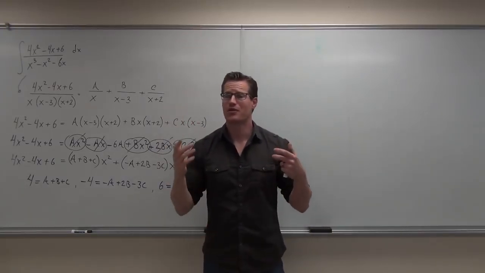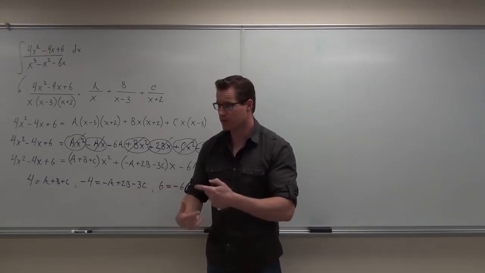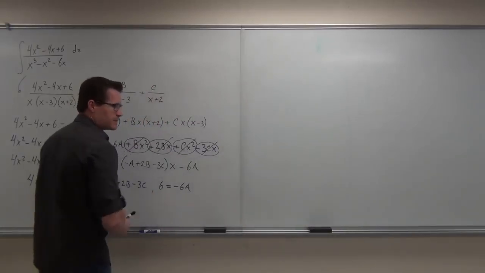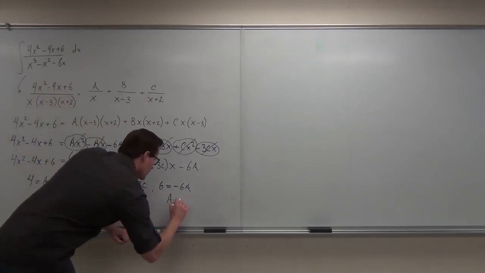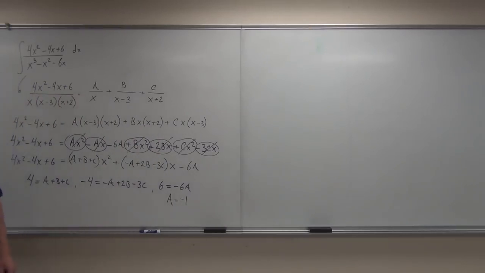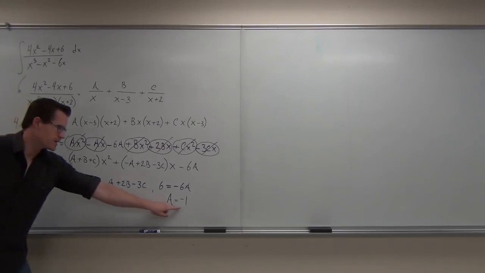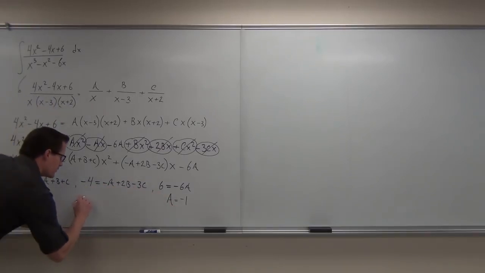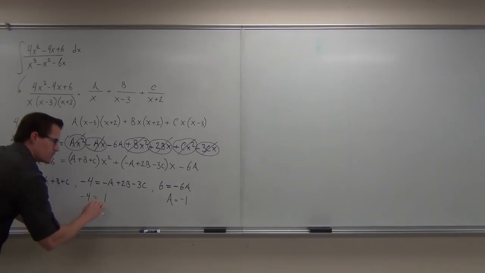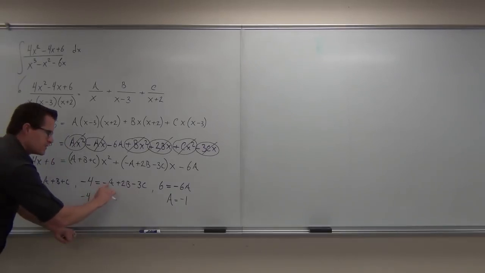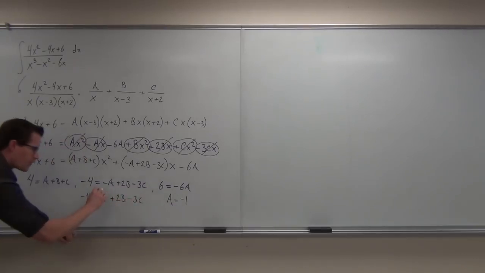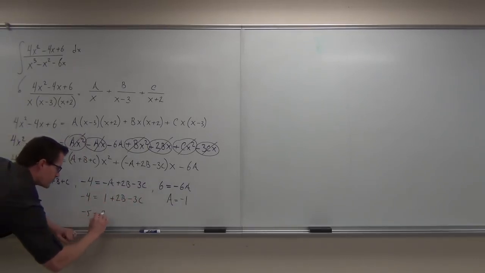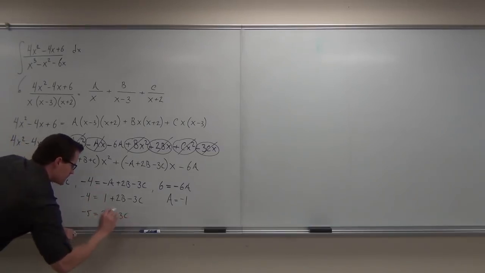Now, use whatever algebra you know to solve these things. For instance, start easy. How much is a? Negative 1. Once you know a is negative 1, you get to use that fact over here to create a system of equations. So if a is negative 1, then here we have negative 4 equals positive 1. Do you see why it's going to be positive 1? Negative, negative 1, positive 1, plus 2b minus 3c. Or if I subtract the 1, negative 5 equals 2b minus 3c.